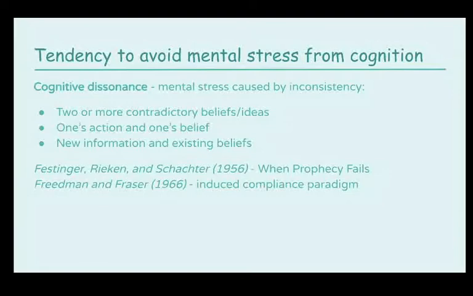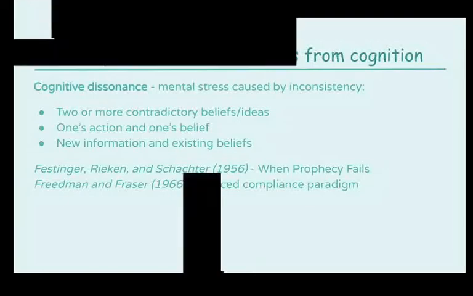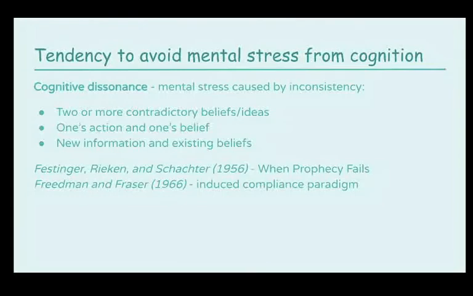And studies that support this would be Festinger and Carlsmith in 1959 about the induced compliance paradigm, and a book by Festinger, Riecken, and Schachter in 1956, When Prophecy Fails, where they investigated by going undercover to pretend to be a part of a cult. And that's how they learned.